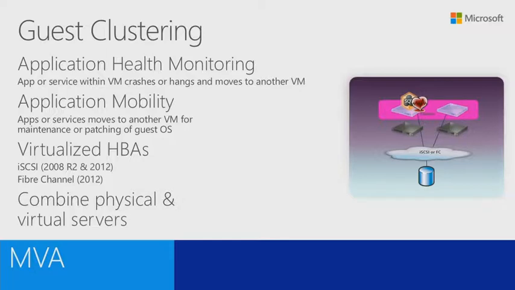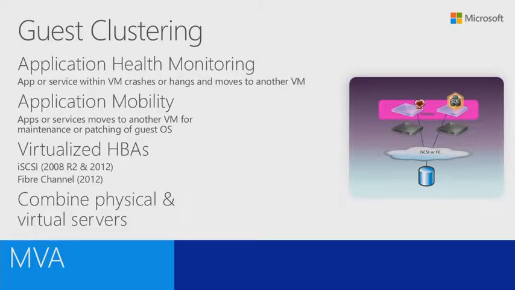Now, the other type of clustering, which is less commonly used, is known as guest clustering. And this is where we have 2 virtual machines. The virtual machines are running Windows Server, and they form a cluster themselves. And so what this does is it gives us high availability between virtual machines.